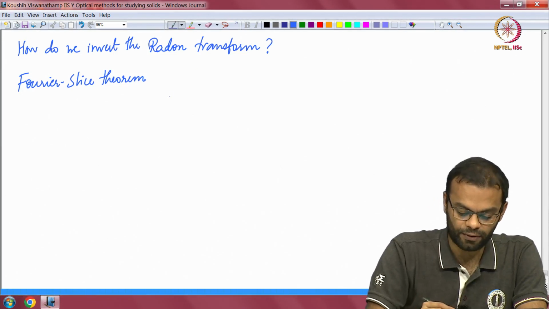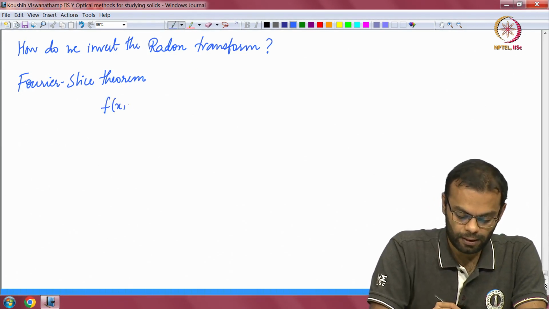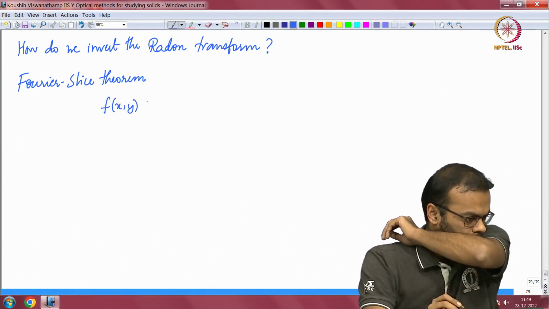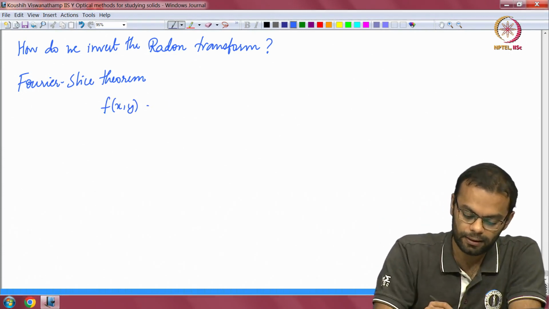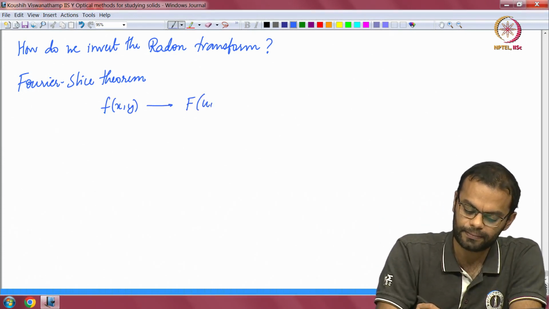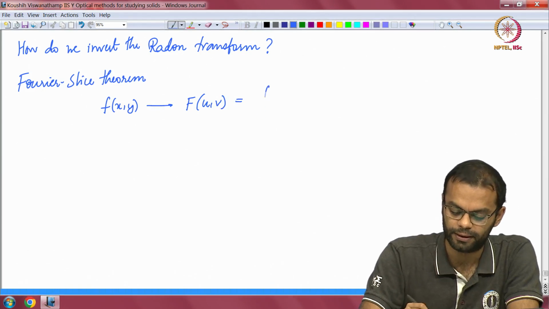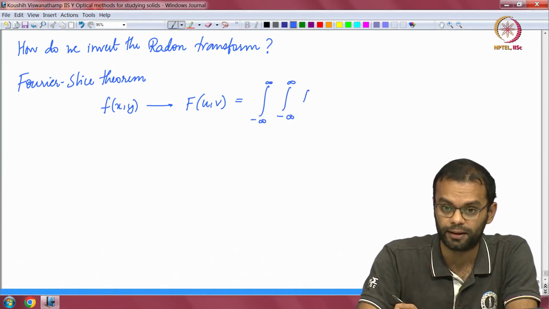So, let us say we have our function f and I take a Fourier transform of it, f of u v. Of course this is given by, remember we had this extra factor of 2 pi, so I am going to include that here.